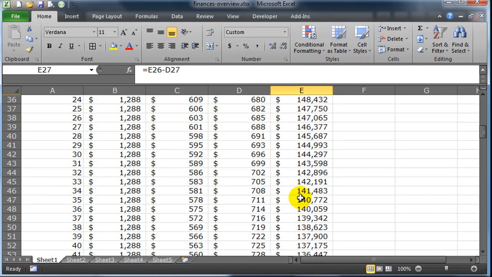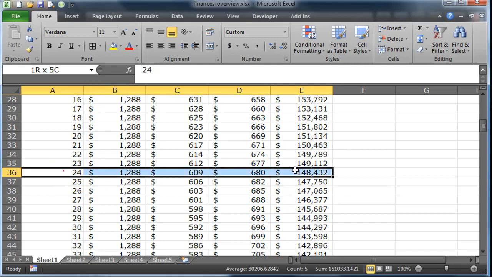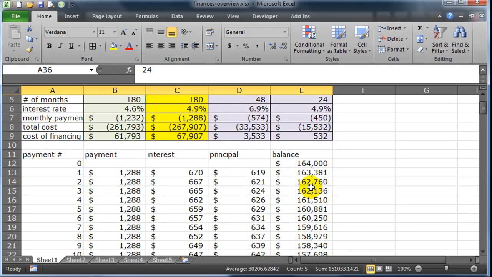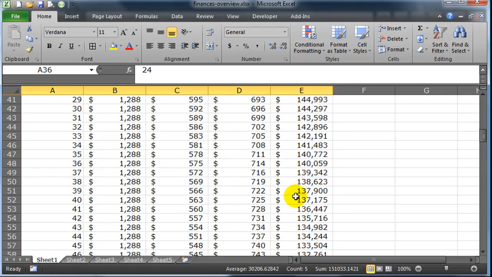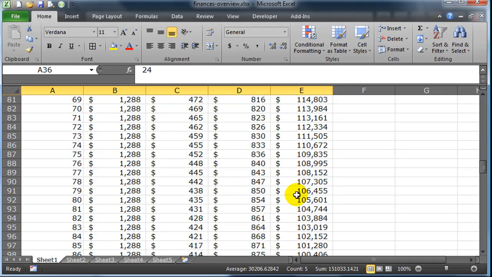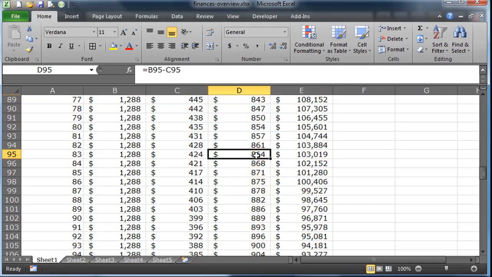After a while, in fact, let's go, there we go, it's payment 24, so this is after 2 years of payments. After 2 years of payments, I still owe almost $150,000 on that house loan. Remember, I started with owing 164 and I still owe 150 after 2 years. But as time goes by, the amount of principal is much bigger than the amount of interest.